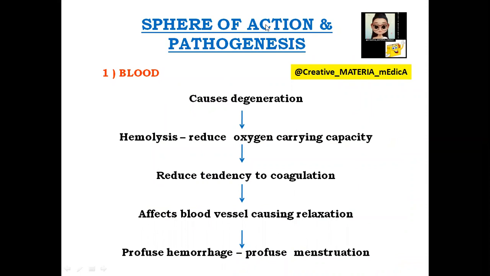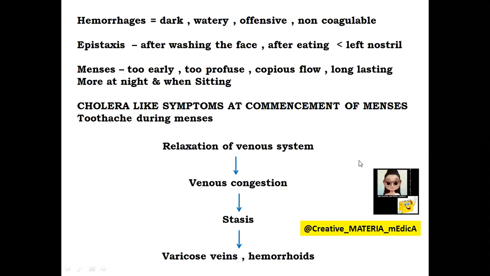It mainly acts on the blood. It causes degeneration of the blood, so it causes destruction of the RBC. So there is a decreased amount of RBC and hemoglobin in the blood, which reduces the oxygen carrying capacity of the blood, and it leads to anemia. There is a reduced tendency to coagulation. It affects the blood vessels, causing relaxation, which leads to profuse hemorrhages.